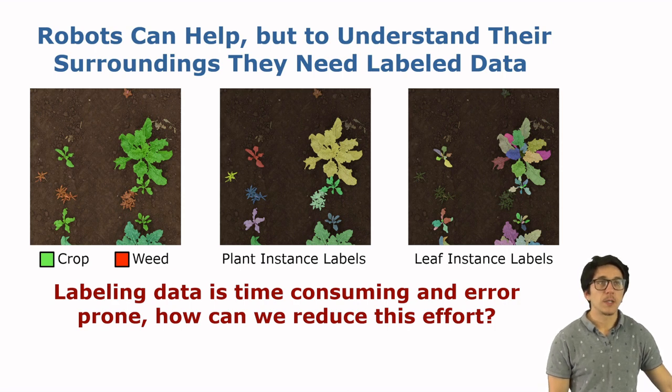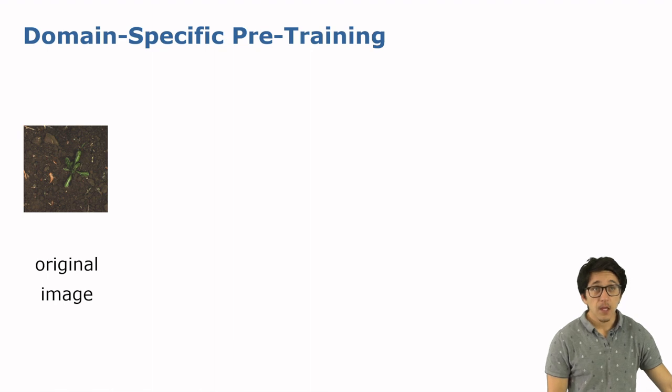In order to do so, we need to train neural networks with labeled data as the one shown in this picture. Unfortunately, labeling data is time-consuming, error-prone, and a lot of effort. We propose to reduce this effort with a domain-specific pre-training.